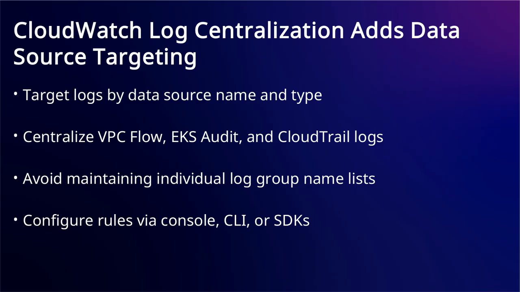This approach eliminates the need to maintain individual log group name lists, as CloudWatch automatically discovers data source information for AWS service logs and uses log group tags for application logs. You can configure rules through the console, CLI, or SDKs by specifying data source selection criteria in your centralization rule configuration. This capability is available in all AWS commercial regions where CloudWatch Log Centralization is supported, with standard CloudWatch Logs pricing for ingestion, storage, and data transfer.